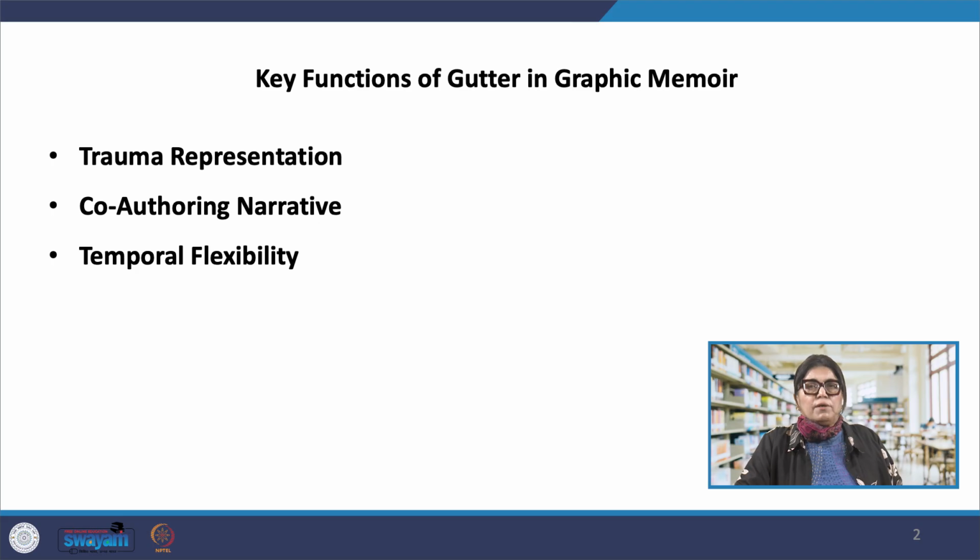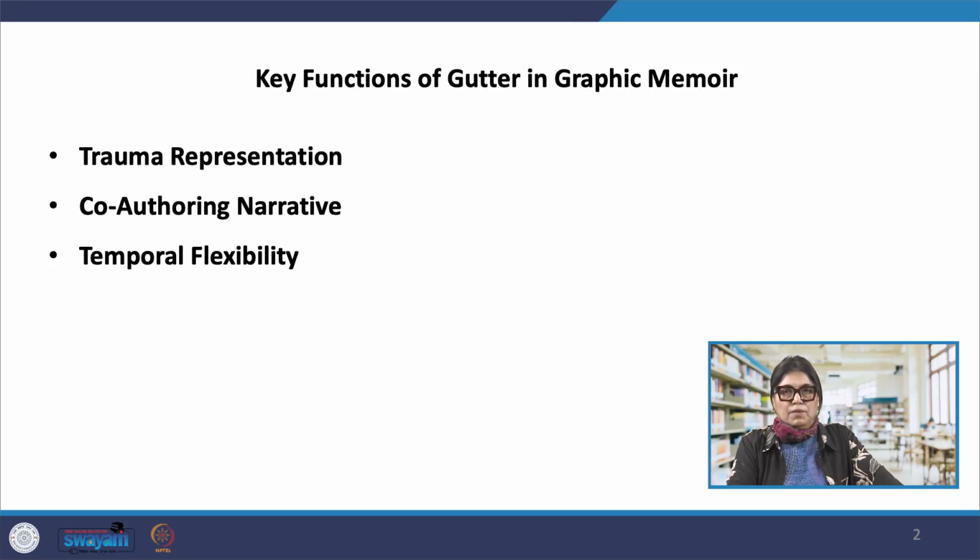So, what are the key functions of the gutter in graphic memoir? Trauma representation. In Art Spiegelman's Maus, the gutter serves as a visual representation of the fragmented nature of memory and trauma, bridging the gap between the past as a survivor and Art's present-day documentation.